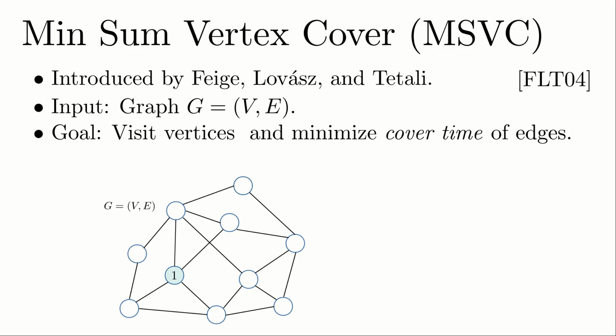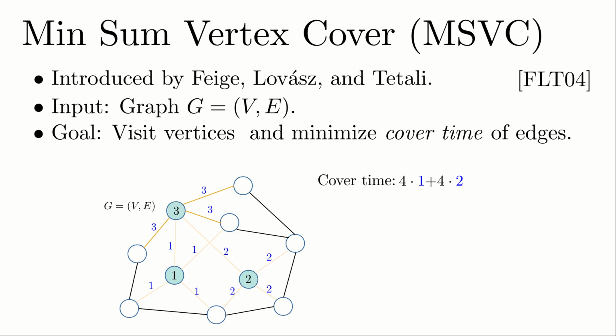Well, let's say we visit this vertex first, then we cover 4 edges at time 1, and we add 4 times 1 to the cover time. Then we can visit this vertex, we cover 4 more edges, so we add 4 times 2 to the cover time, and let's say we visit this vertex third, and then we visit 3 new edges, and we add 3 times 3 to the total cover time. Then we can continue this procedure, and in the end we will get the sum to be 49 if you trust my calculations.